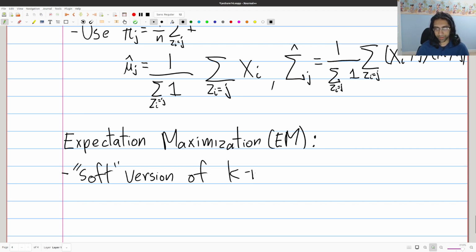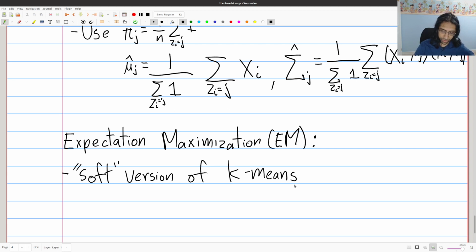That's perhaps the most important thing you should get across at this point. This is the entire reason I taught you k-means, because k-means is a much simpler algorithm than expectation maximization, but it has kind of the same flavor and the same idea. So what do we mean by soft version?